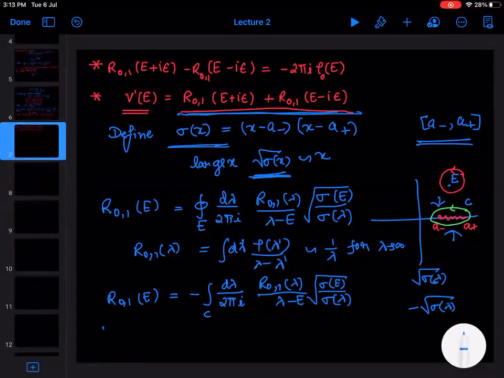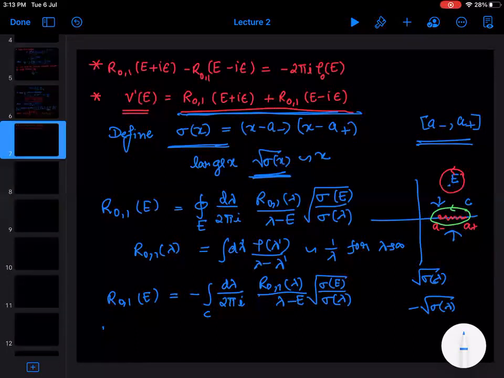I just wanted to know if this rho has to be differentiable everywhere. Is there a requirement like that?